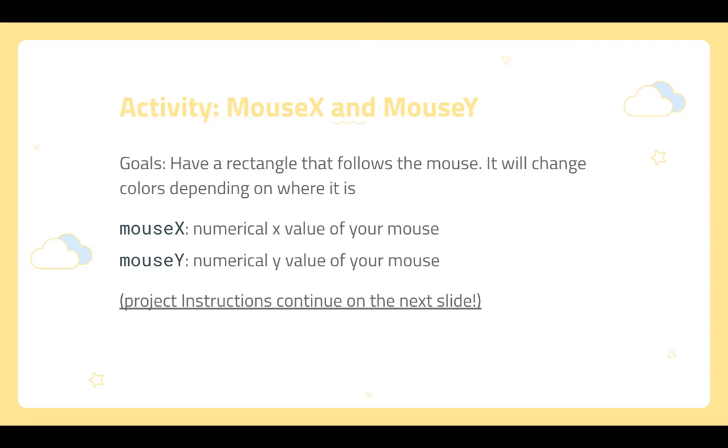Mouse X is going to be the numerical X value of your mouse. So think of mouse X as this thing that continuously tracks your mouse, and it constantly has data on where your mouse is on your screen. It's kind of insane if you think about it. Mouse Y, on the other hand, well, if you know what mouse X is, it's pretty easy to know what mouse Y is. It calculates the Y position or the Y value of your mouse.